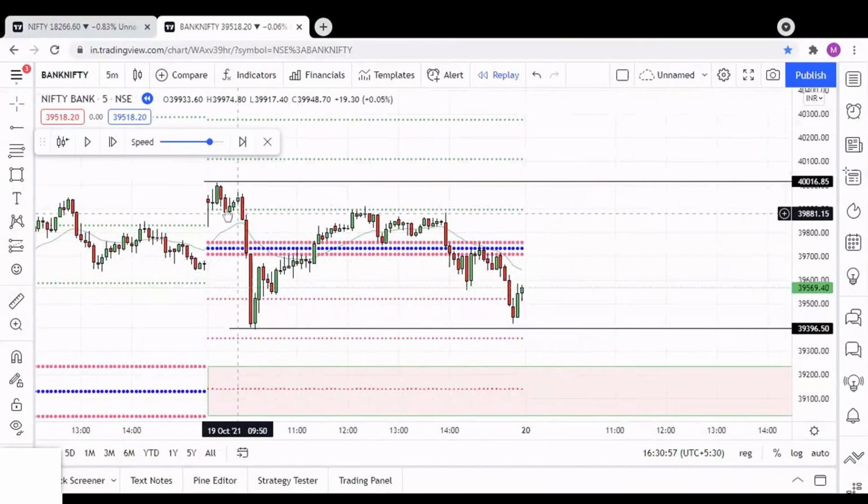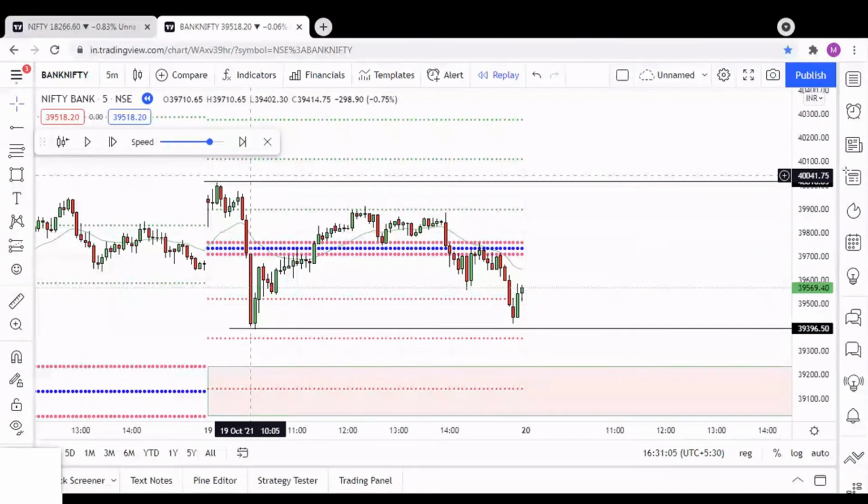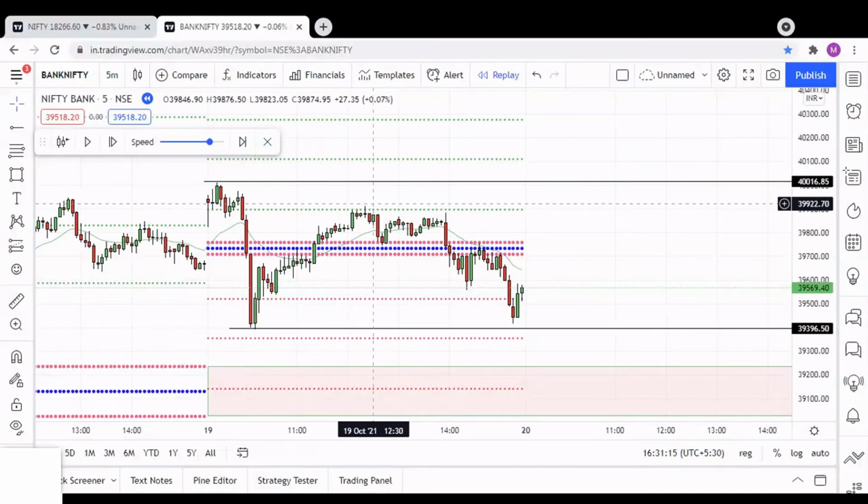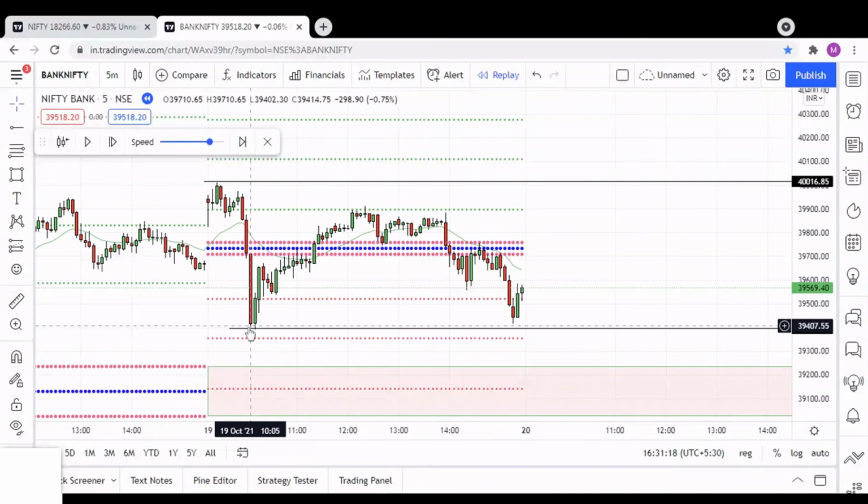Okay, and this is the supply zone where market crashed from this point and went to the bottom. So this is the supply zone, and we have marked this supply zone as PDH already, so it is not necessary to mark. And this is the demand zone where market bounced from this point and reached almost to the day's high. We have marked PDL at this point, so even demand zone marking is not necessary.